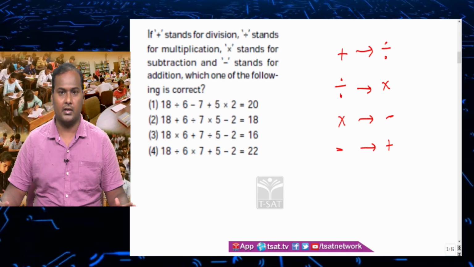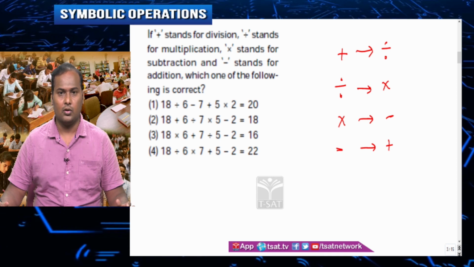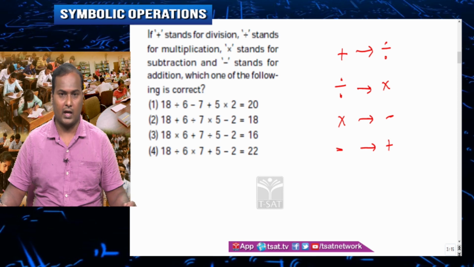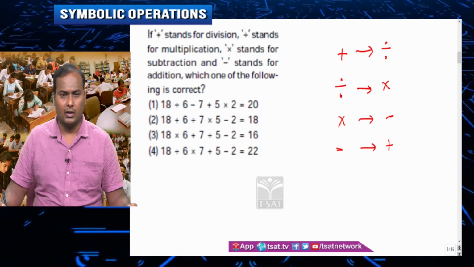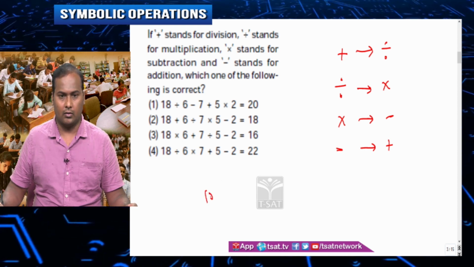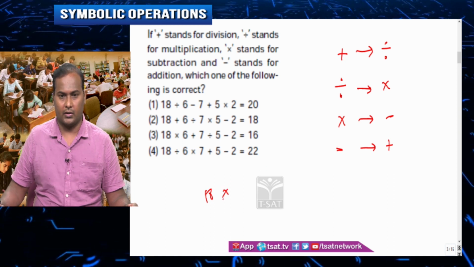That is the reason I said it is a time consuming question. Mainly the examiner will give it to analyze the student's ability in fast calculations. So let's see with option 1. In option 1, 18 and division is given here. In the place of division, what we have to write? We have to write multiplication.